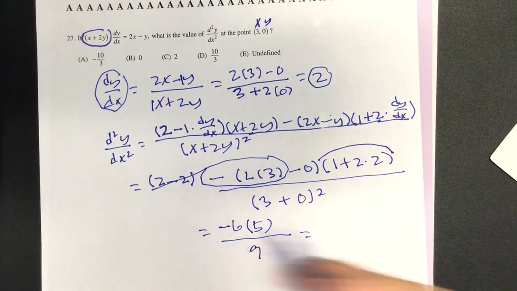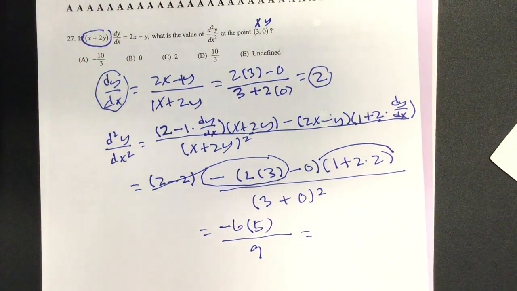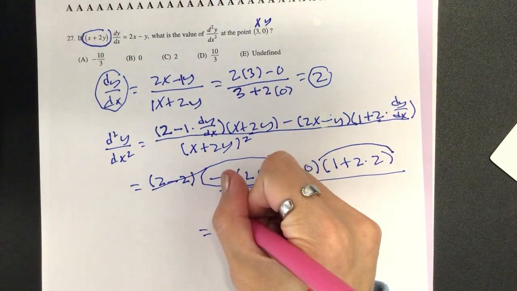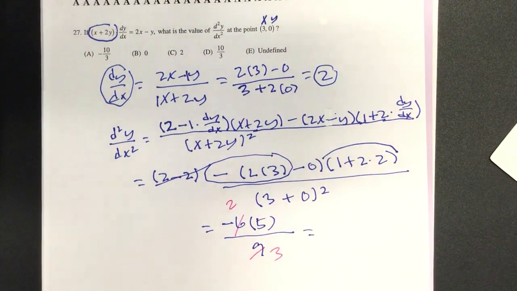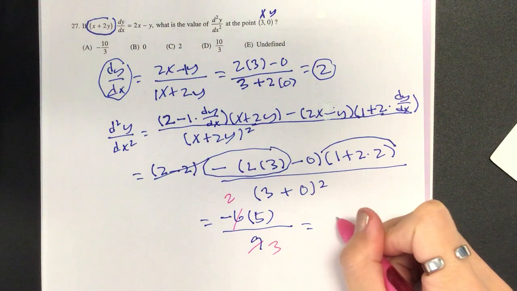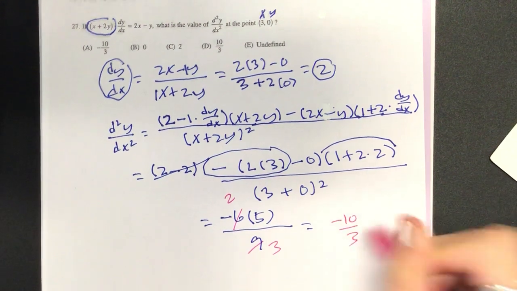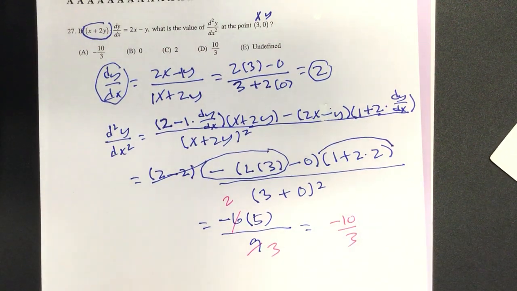And that's going to give me, I think I want to do some simplification here. Let's do 2 over 3. 2 times 5 with the negative is going to give me negative 10 over 3. Which one's the right answer? A. A it is.